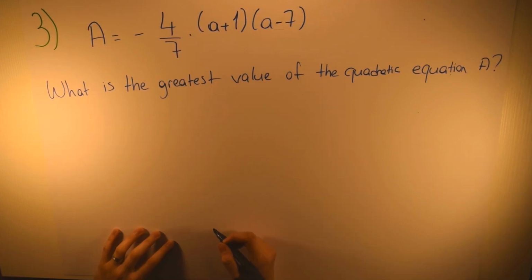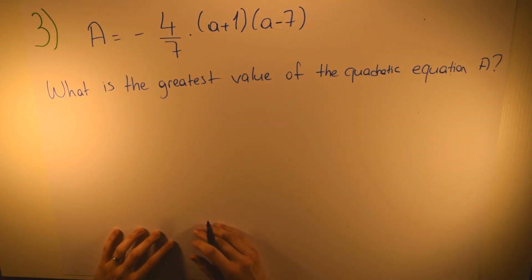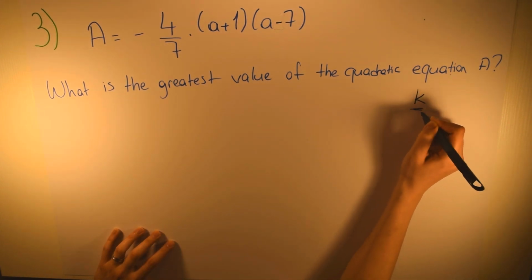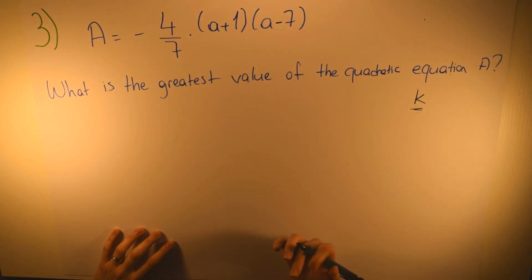Let's continue with our third question. Here we have a equals minus 4 over 7 times a plus 1 times a minus 7. What is the greatest value of the quadratic equation a? Here it is asking the greatest value. As I said before, when they ask you the greatest value or the lowest value, you should find the value of k. In order to find the value of k, first we need to find the value of h, and then we will be able to find the value of k.